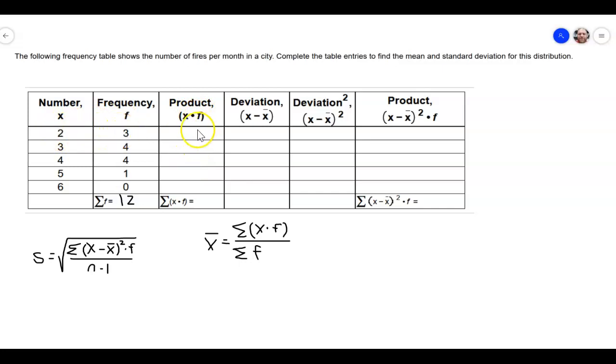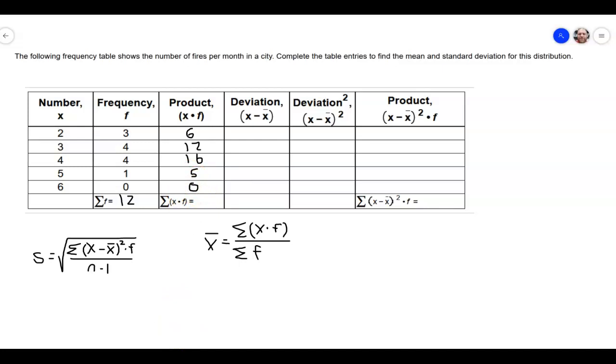Now, what is this times this? So 2 times 3 is 6. I'm going to do that for each row. 12, 16. 5 times 1 is 5. And 6 times 0 is 0. All right, so now I have all of these values. Double check those. Look good. Now I want to add all those together.